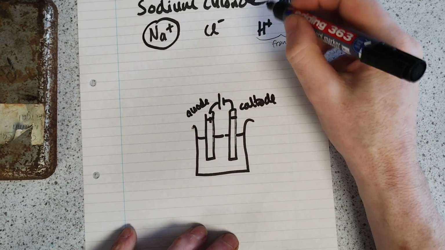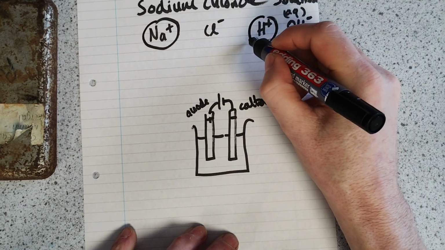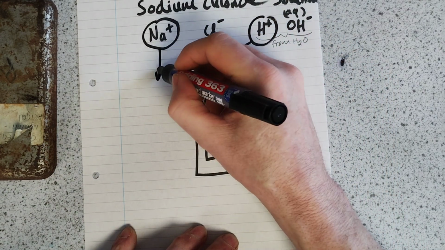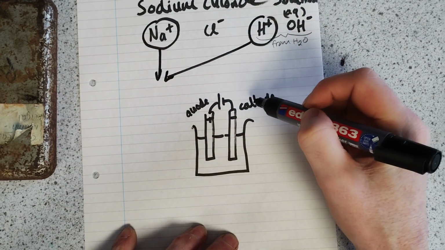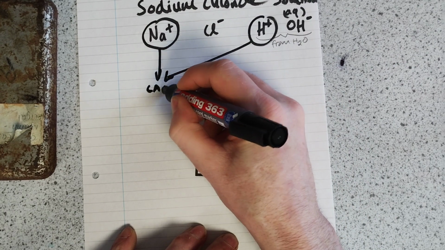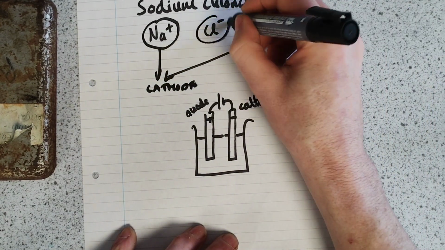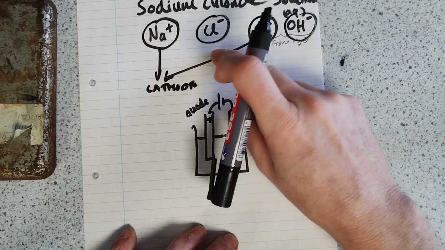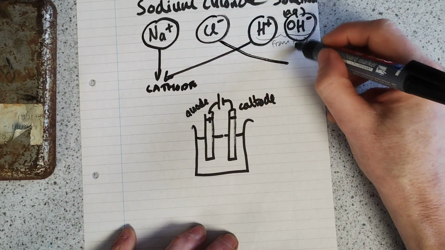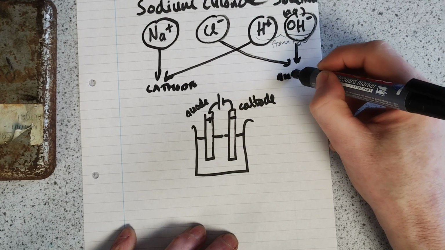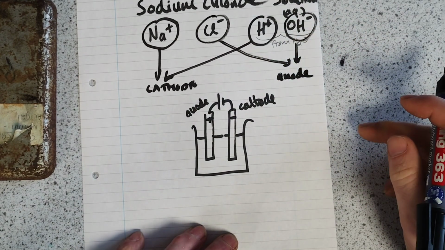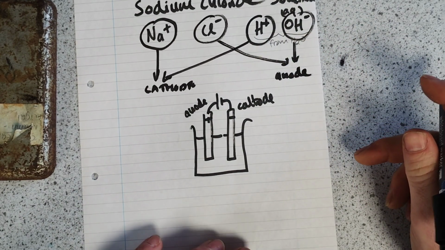So I turn on the electricity, the Na plus and the H plus will both be attracted to the cathode, so I'll write that underneath. And the Cl minus and the OH minus, because they're negatively charged, will both be attracted to the anode. Hopefully you're fine with that. And this is because opposite charges attract.